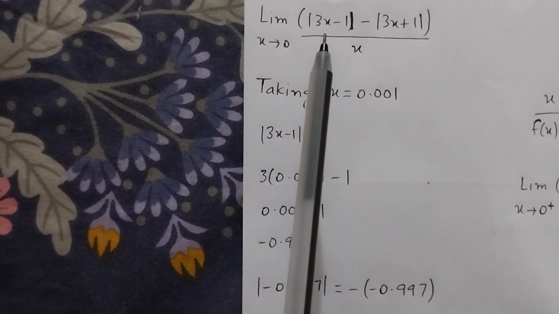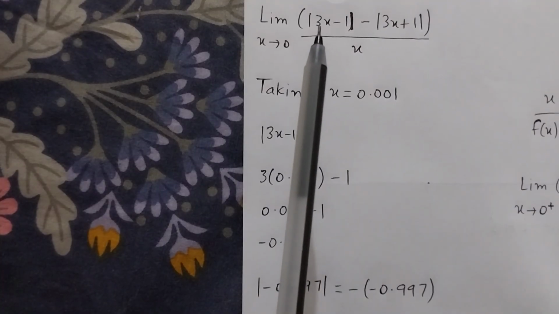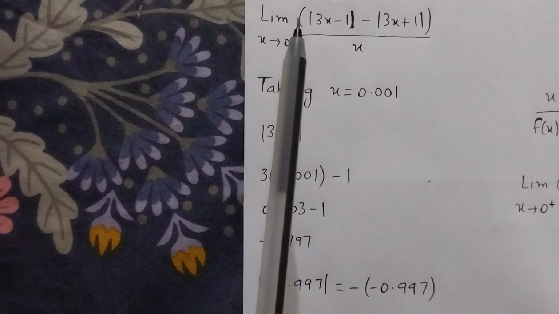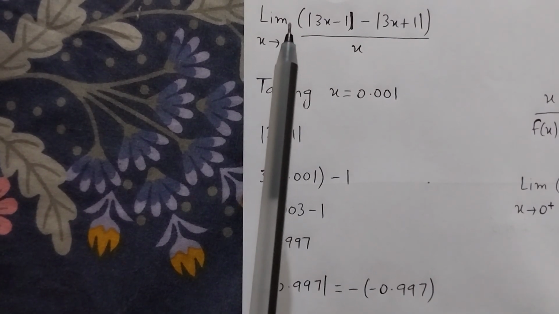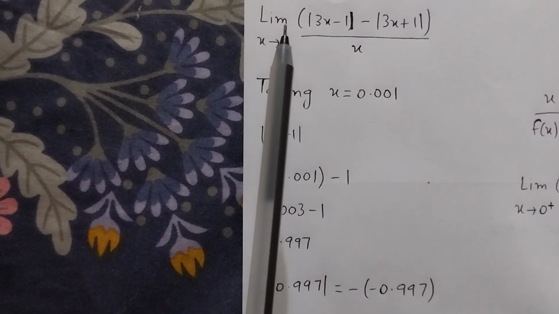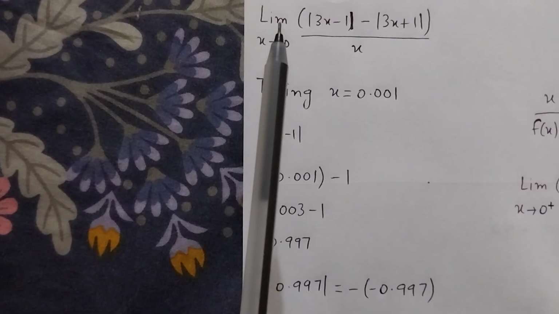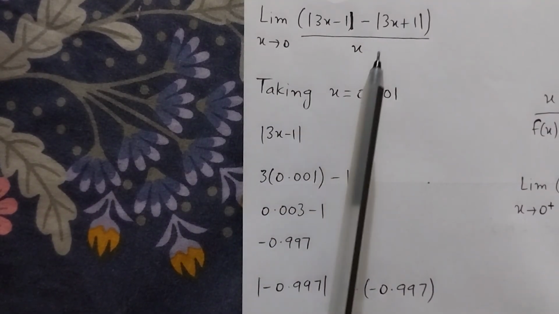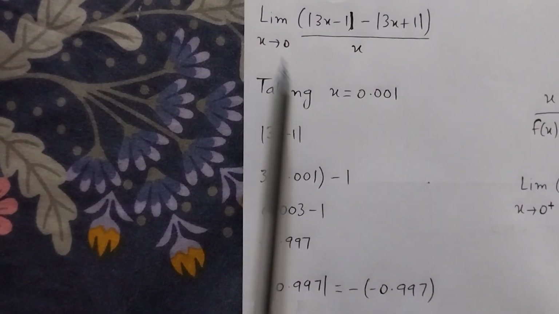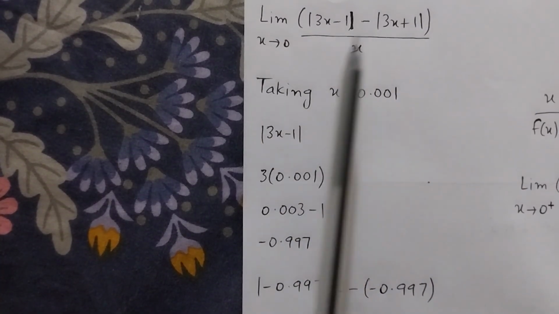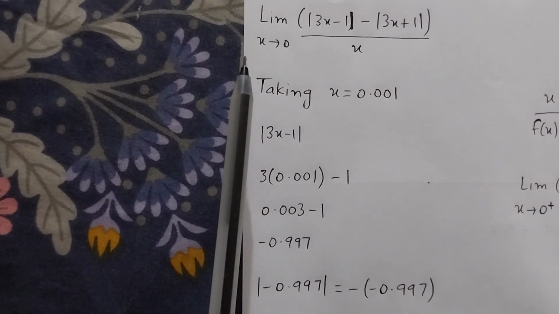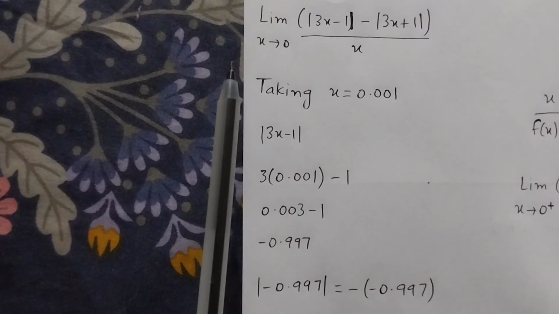So what is the basic concept of limit? The basic concept of limit is that we are interested in the value which a function approaches when x approaches a certain value. So here we are interested in the value of this expression or this function when x is approaching 0.